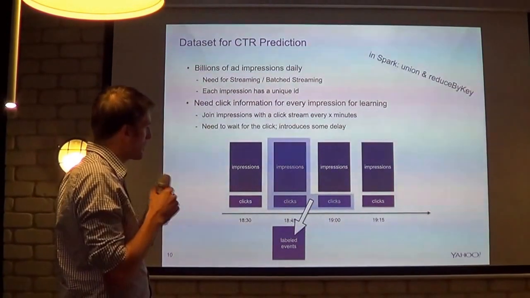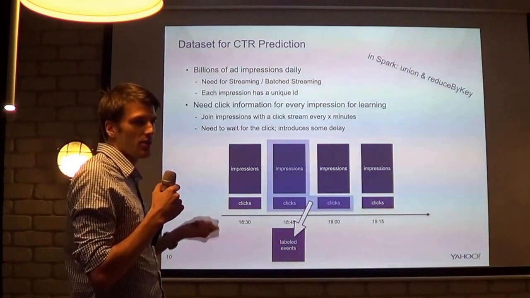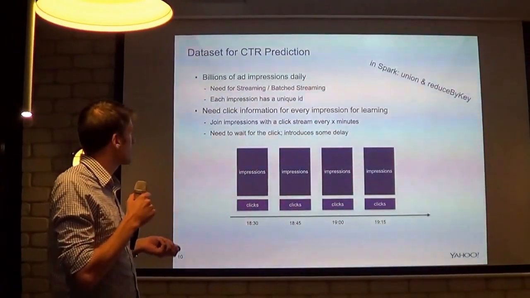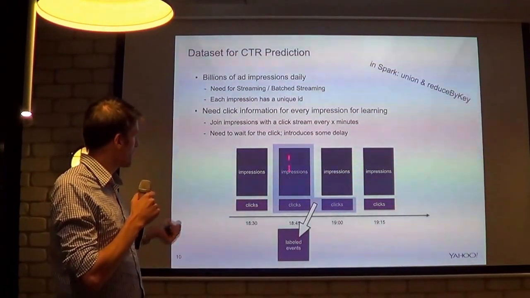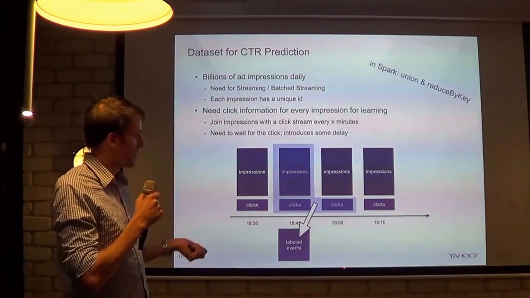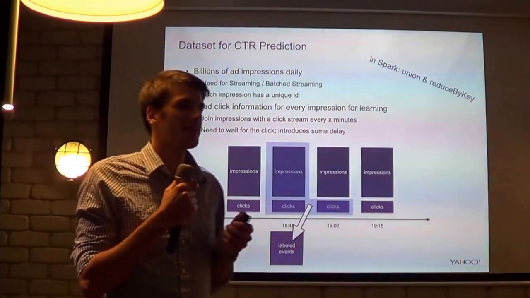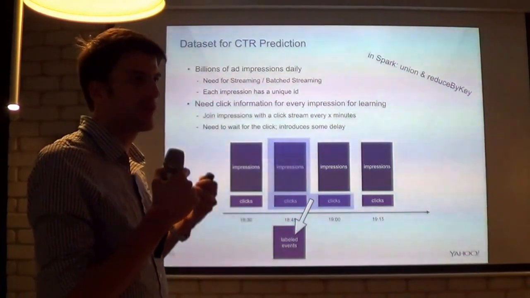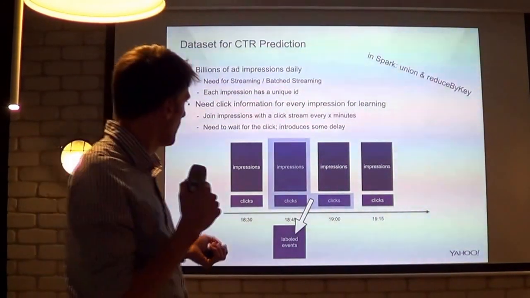So for learning, essentially, we need for every impression whether it was a click or a skip. What's usually done is you take the clicks from one time interval and maybe the clicks from the next time interval. Clicks are usually quick. Conversions, you would actually need to wait much longer. So you want to give it enough time that somebody would actually click on an ad.